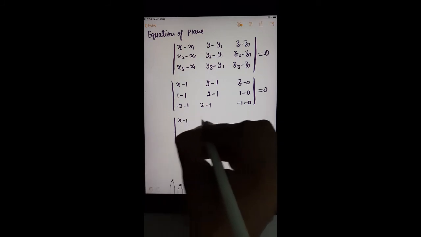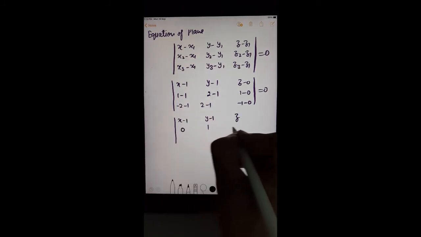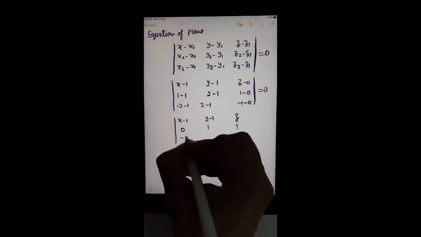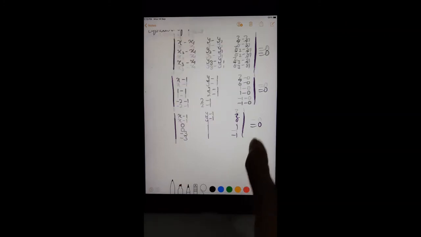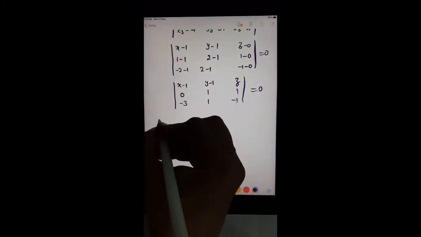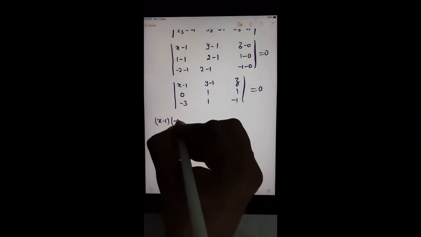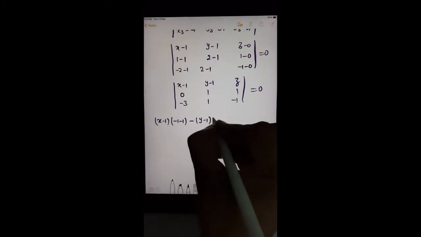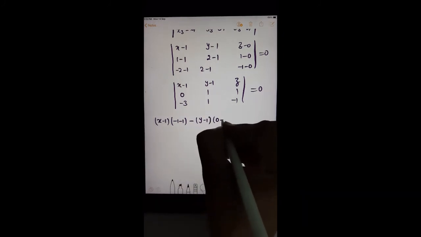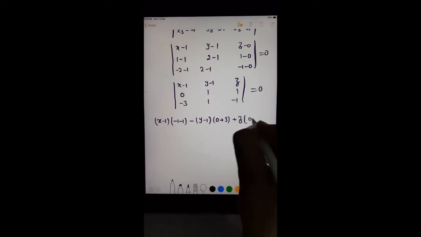So we get x minus 1, y minus 1 and z. Here it is 0, 1, 1 and it is -3, 1 and -1 equals 0. Now simplify, open the determinant. x minus 1, we get -1 minus 1. Then negative sign, y minus 1, so it is 0 plus 3. And plus z times 0 plus 3 is equal to 0.